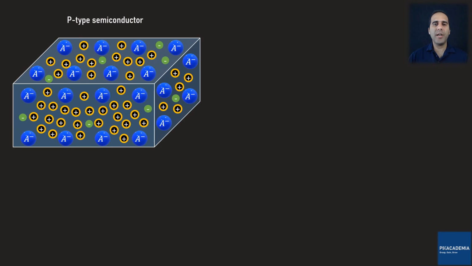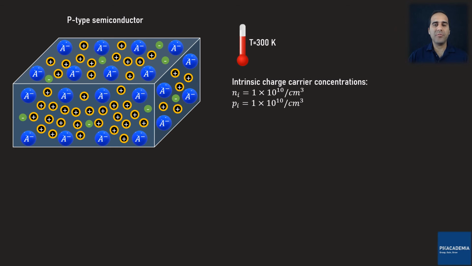Here is a P-type doped silicon bulk. Again, the intrinsic charge carrier concentration at room temperature is 10 to the power of 10 per centimeter cube. In a P-type silicon, the concentration of acceptors is generally between 10 to the power of 14 per centimeter cube to 10 to the power of 20 per centimeter cube.